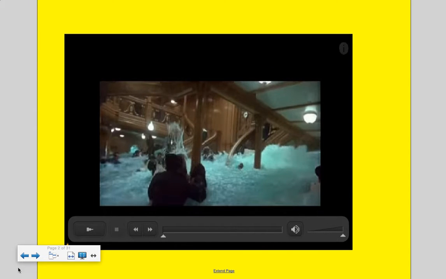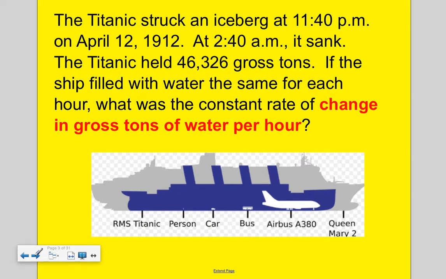Do you know what movie this is from? Titanic, one of the highest grossing movies of all time. So the Titanic struck an iceberg at 11:40 p.m. on April 12, 1912. This is based on a real event. At 2:40 a.m., it sank.